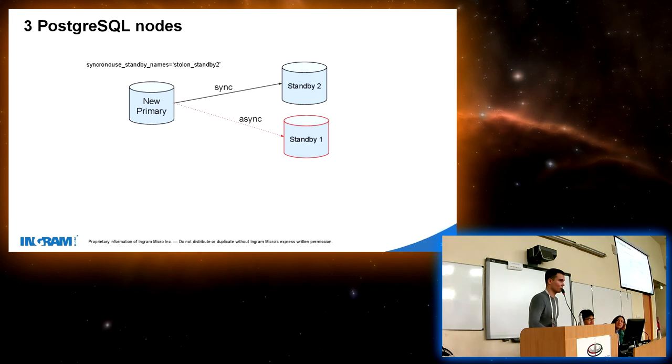When we look at a simple scheme, we have a primary and two standbys. One is synchronous, another is async. The sync standby is given a name for the first standby, but let's imagine that disaster happens and the primary is down. Then the synchronous standby is promoted to master, to the new primary, and the async standby will replace the sync standby. Stolon will make it the sync standby, and they will be waiting for the recovery of the old master as a standby cluster.